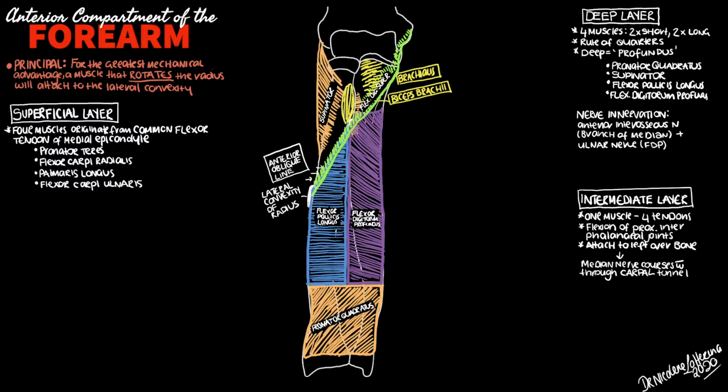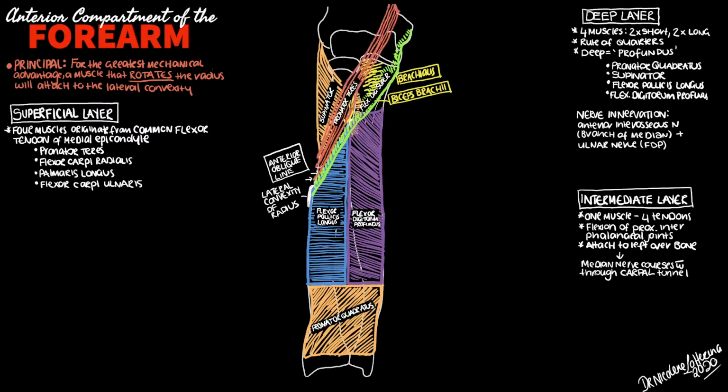So collectively, if we're thinking then of the function of the muscles in this layer, we know that any muscle with the word pronator within it is going to be responsible for pronation of the forearm. So pronator teres is going to pronate the forearm. We also know that flexor carpi radialis and ulnaris are going to be responsible for wrist flexion.